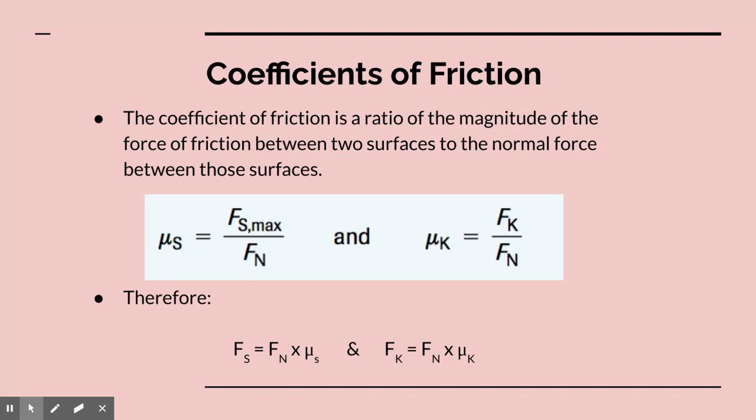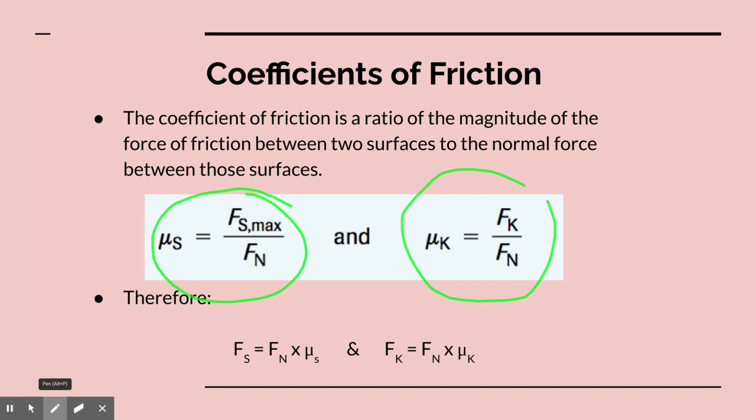Now, the coefficients of friction. So this is a ratio of the magnitude of the force of friction between two surfaces to the normal force between the surfaces. So again, as I mentioned, the coefficient is equal to the ratio between the max static friction force in this case and the normal force. For kinetic, it's going to be the kinetic friction divided by, or ratioed against, the normal force.